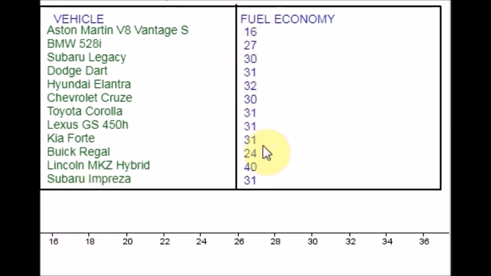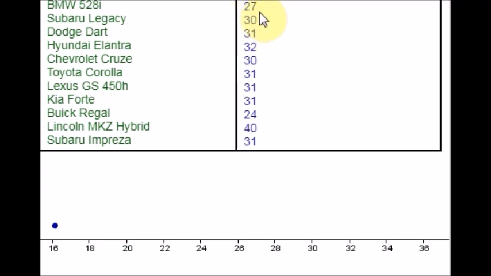And if you look at the table, you can see 31 appears 5 times. Am I right? You can see that each value is represented by a dot on the plot. And since there were 5 cars that get 31 miles per gallon, here 1, 2, 3, 4, 5 cars, we have to put 5 dots on top of each other. 1 dot above 16 and 1 dot above 27. 2 cars get 30, so 2 dots above 30. 5 dots above 31. It should be stacked one above the other.